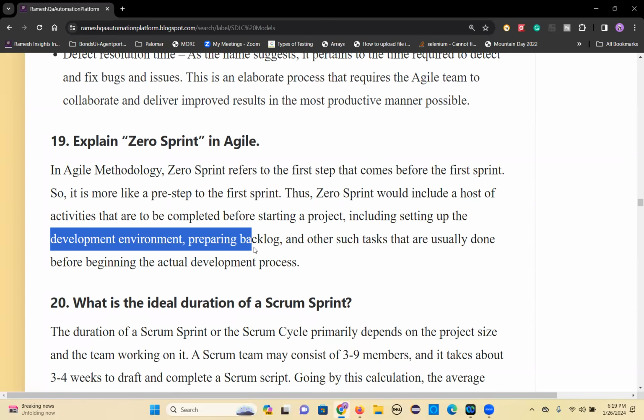So basically, preparing a product backlog means who will do that? Product owner, right? He has to write them first. So all these preparations are called zero sprint. Preparing the environments and preparing the product backlogs, all this task comes under zero sprint.